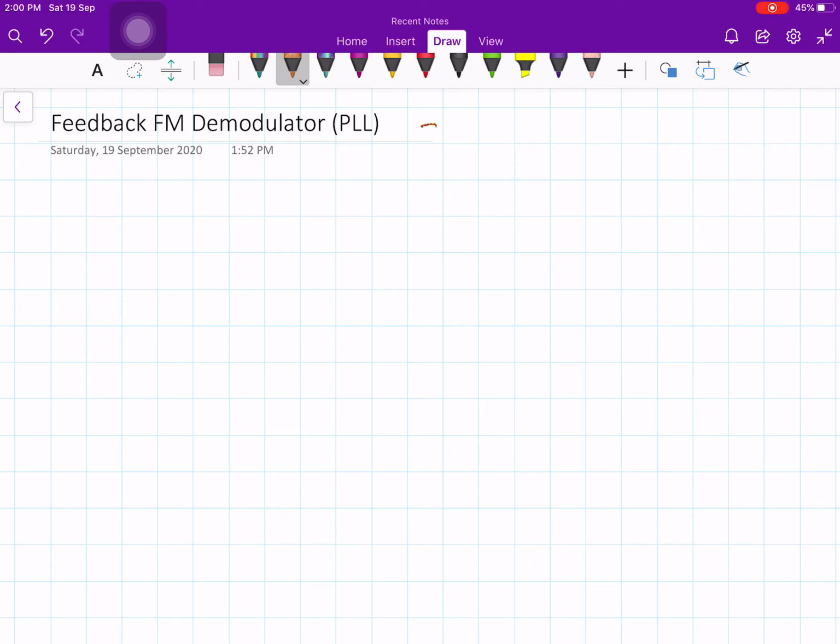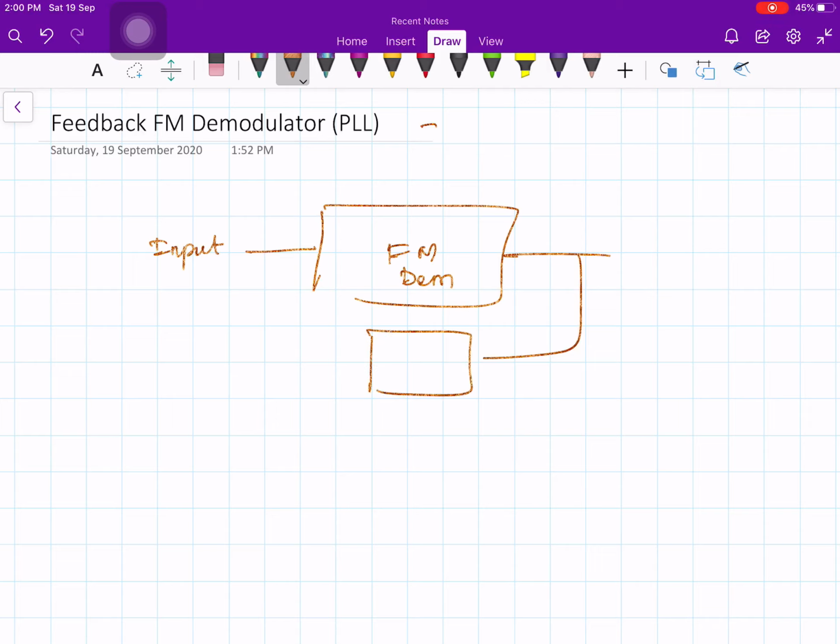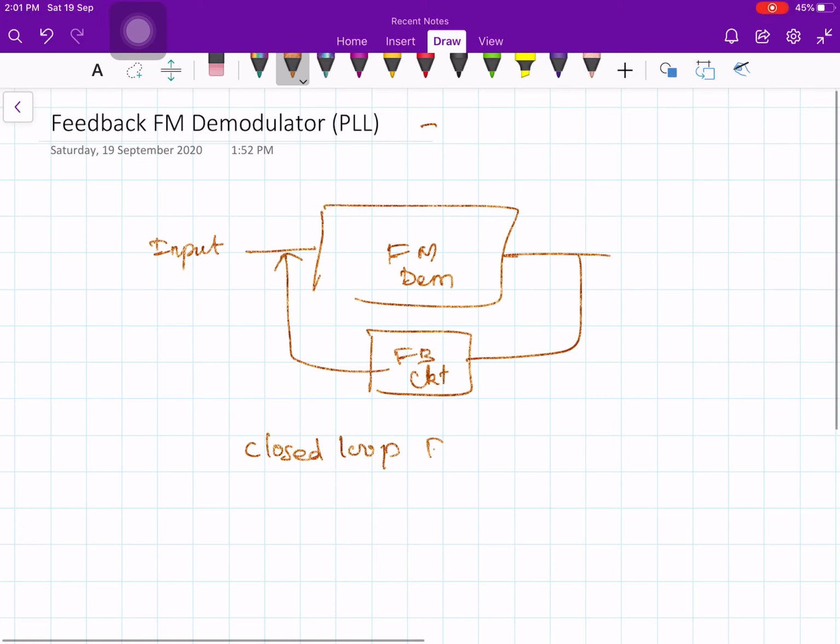So, this is a closed loop FM demodulator, which are also called feedback demodulators. Closed loop in the sense some portion of the output is fed back to the input. Okay, so you have input, you have FM demodulator, and a portion of this is through feedback circuit given to the input. So therefore feedback FM demodulator, or you can also call closed loop FM demodulators.